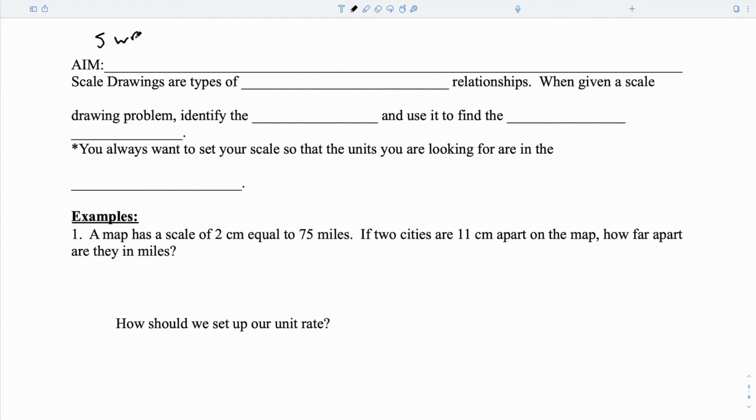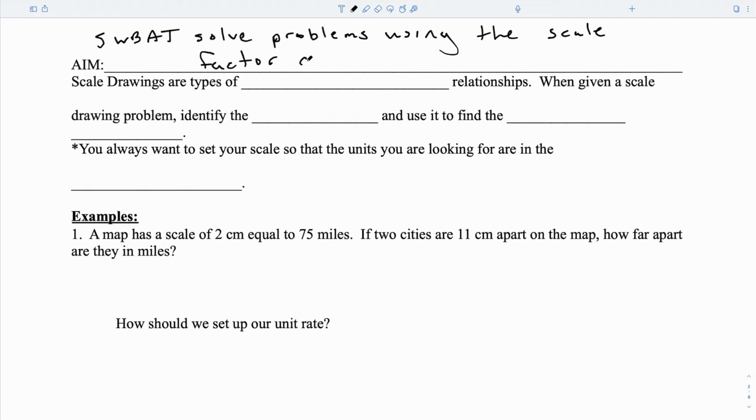Today's aim is students will be able to solve problems using the scale factor. Just like we did on Friday, but these problems will be a little more challenging. And because they're a little more challenging, we're going to also use the unit rate.